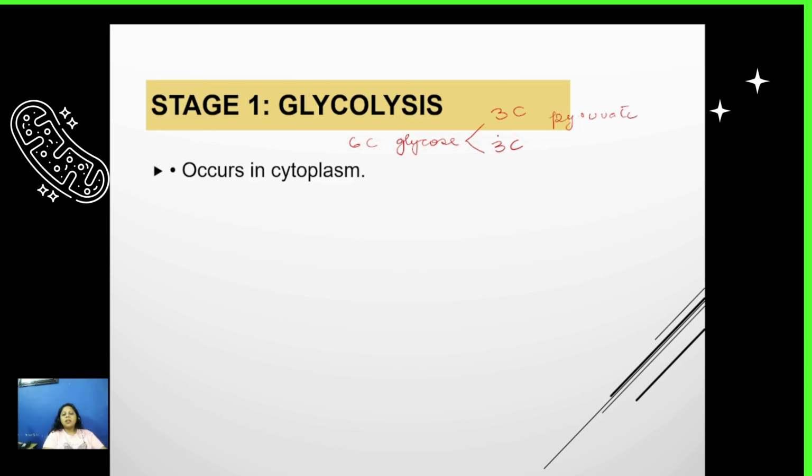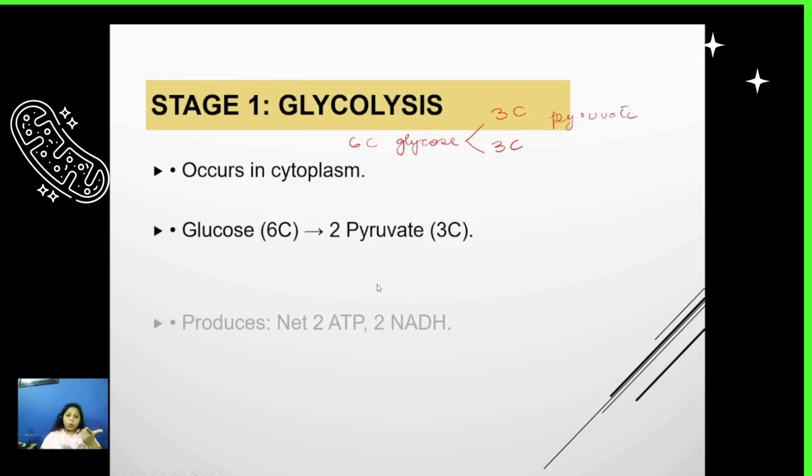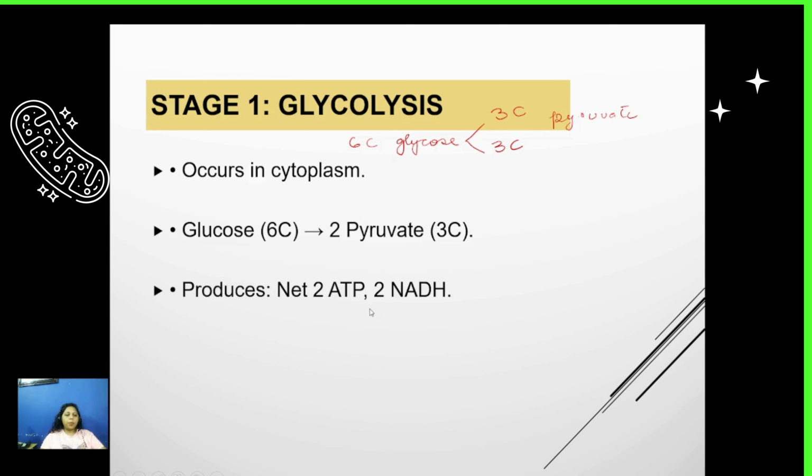As we discussed in the other video as well, glycolysis is the only step of respiration which takes place in the cytoplasm. The other three take place in the mitochondria. Then it converts the glucose into 2 pyruvate. The net production of energy is 2 ATP and 2 NADH. These are further going to be part of the electron transport chain to release energy, while this one is the energy that is produced.